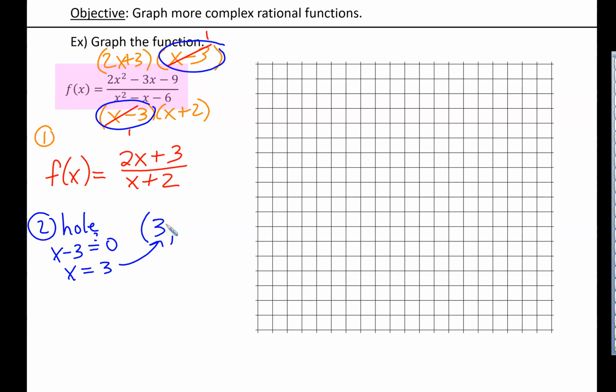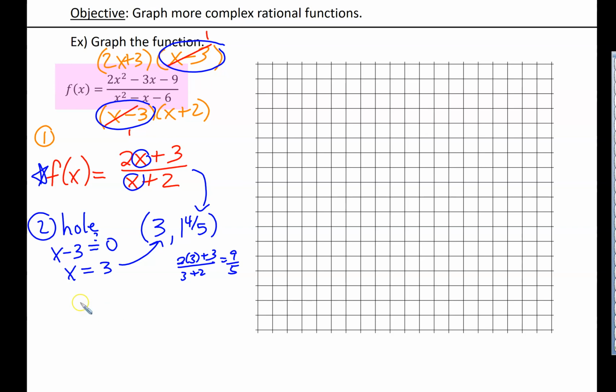Now, to get the y coordinate of the hole, we simply evaluate our reduced function for x equals 3. So we're going to plug in 3 here and here, do the math, and that will be the y coordinate of the hole. So we'd have 2 times 3 plus 3 over 3 plus 2. That's 6 plus 3, which is 9 over 5, 9/5, or 1 4/5, or 1.8 if you prefer. So there's the coordinates of the hole, and that's going to be a point of discontinuity for this function.